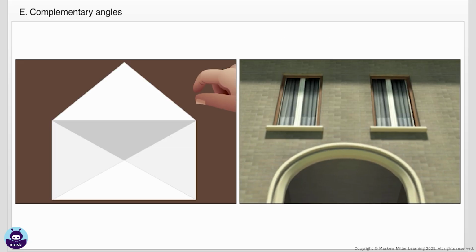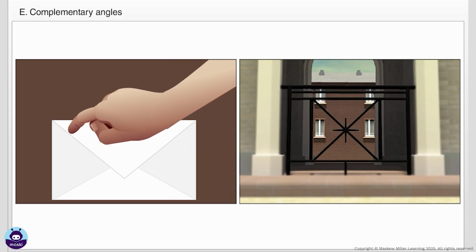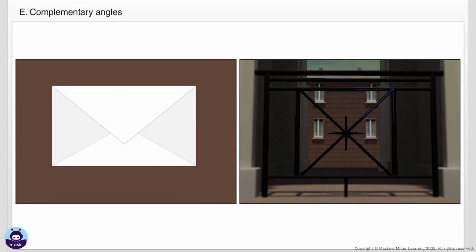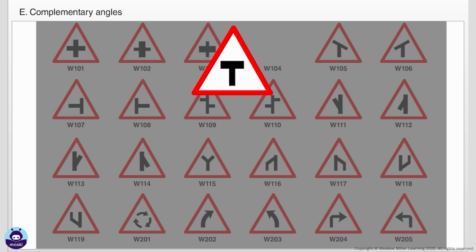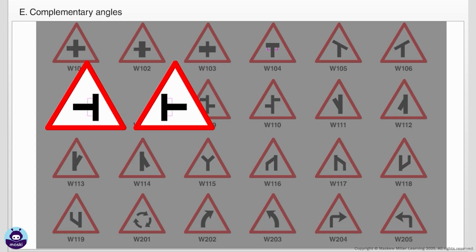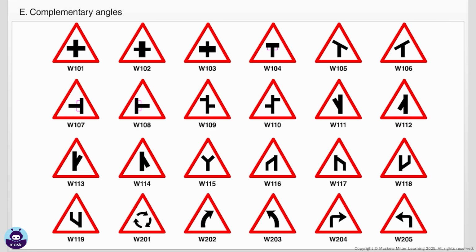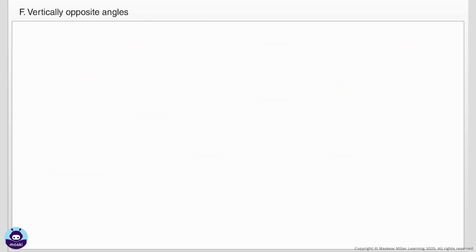Complementary angles. When two angles add up to 90 degrees, they are said to be complementary angles. We can see that since the envelope is rectangular, the sum of the angles at the corners add up to 90 degrees. The central design of the gate is a square, with each corner forming a 90-degree angle. When two straight lines intersect each other at right angles, they are said to be mutually perpendicular, or perpendicular to each other. Vertically opposite angles.